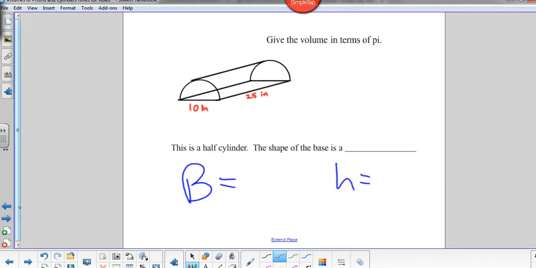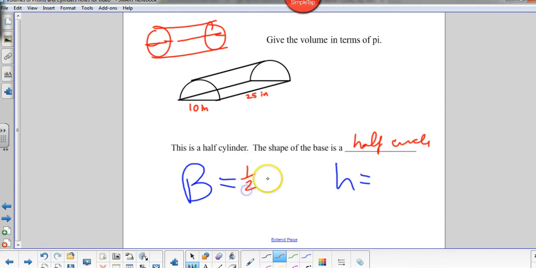We've got the volume in terms of pi. A cylinder is just a circle prism. It's got two congruent circles. This we're looking at here looks like a half cylinder. So the shape of the base here is a half circle. The area formula for that would be 1/2 pi r squared. The height here, again, is not low to bottom, but the height here would be 25 because it's the distance between the bases.